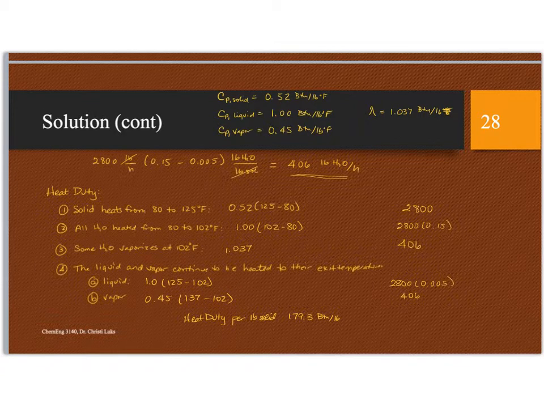And times 2800. 2800 is pounds per hour. Okay. Then I end up with a total for all of these of 502,040 BTUs per hour. So that's my heat duty for the solid and the water that came in with this.